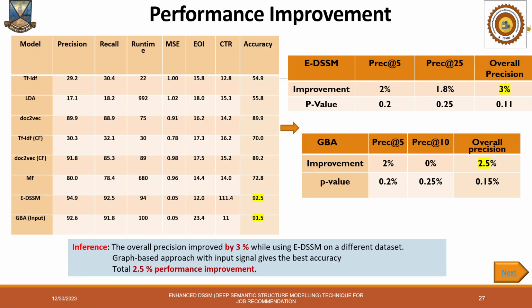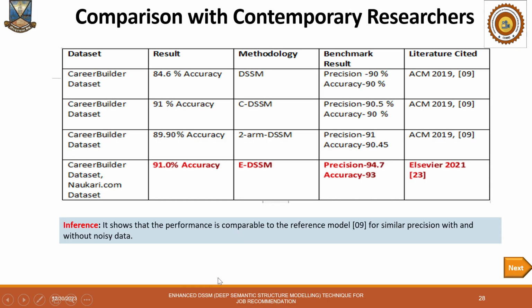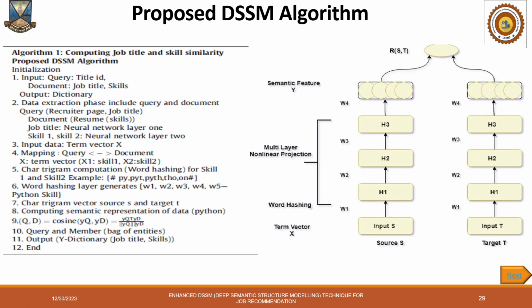As we observe, with the help of this EDSSM model, we gain some performance improvement: 2% performance improvement and 0.2% p-value improvement. So total precision improvement will be 3% and total performance improvement will be 2.5%. Again, I compared this result to contemporary research with the DSSM model, CDSSM model and 2-arm DSSM model. We observe the proposed DSSM model gives better results as compared to the existing model.